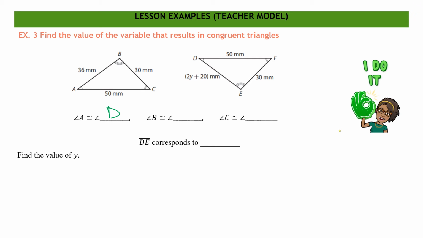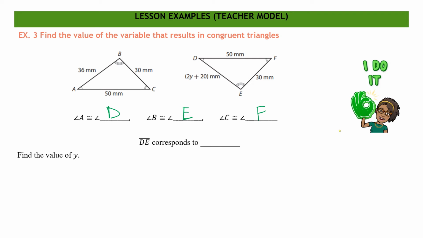And then angle B is congruent to angle E because it looks like it has 3 arcs for the angle. And angle C is congruent to angle F because it has 2 marks. So far we have corresponding angles that are congruent.